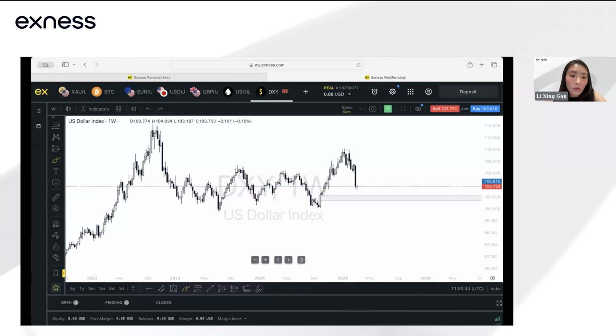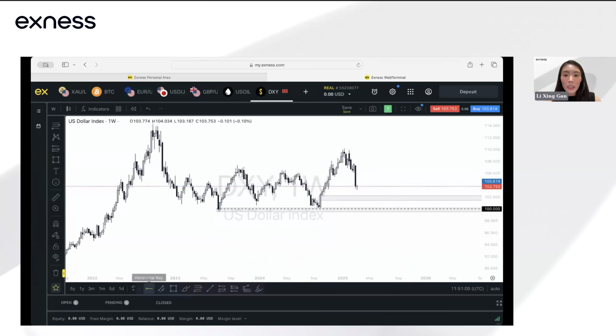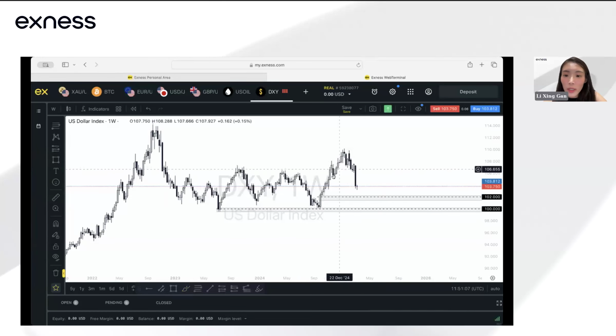We have a support level, this support zone here, this region. This level is about the 102 level, and then this level would be the 100 level, also a psychological support level. So this area here. And this would be the 99 to 102 region. Okay, so this is on the weekly time frame.